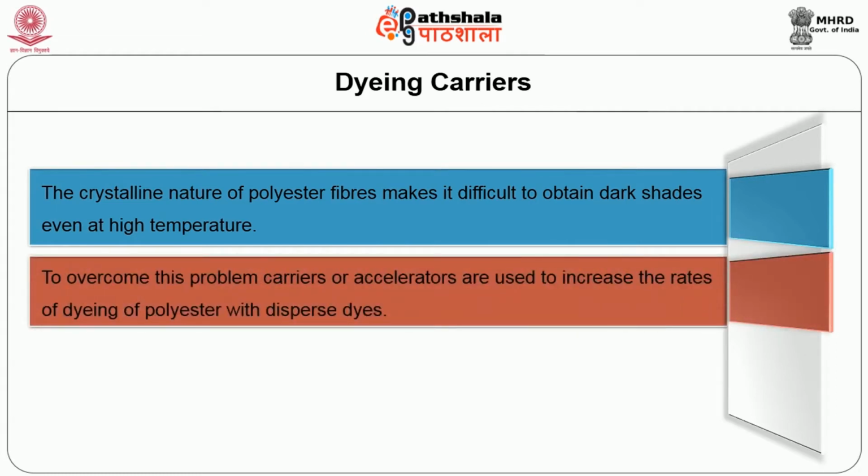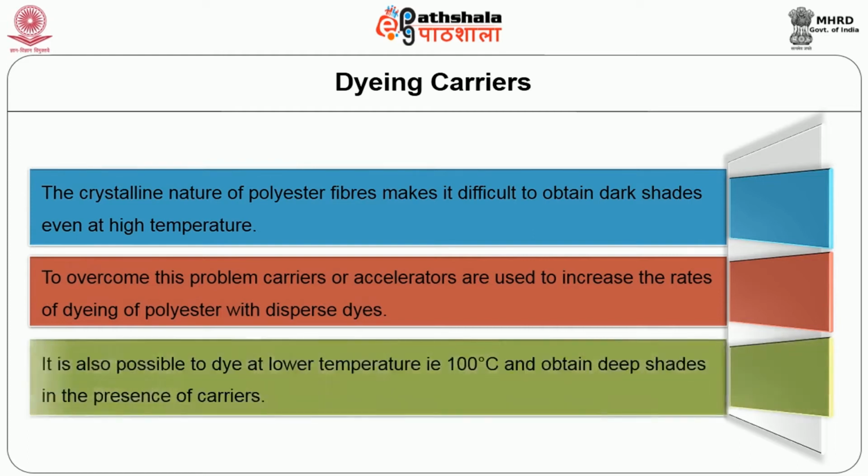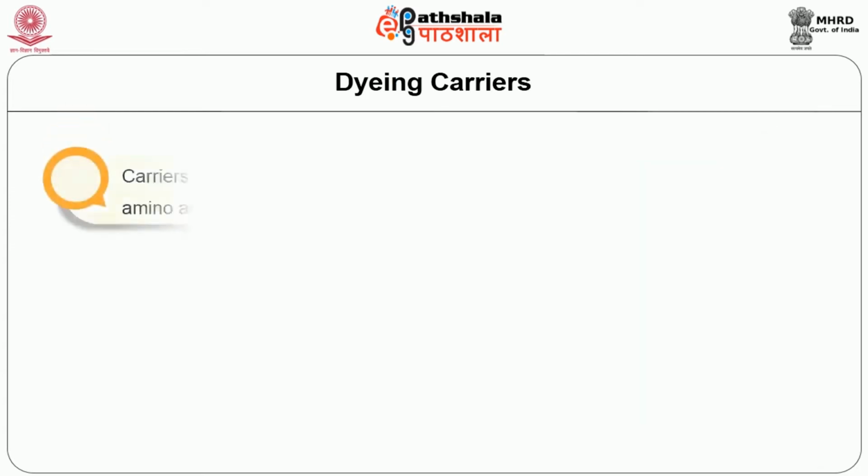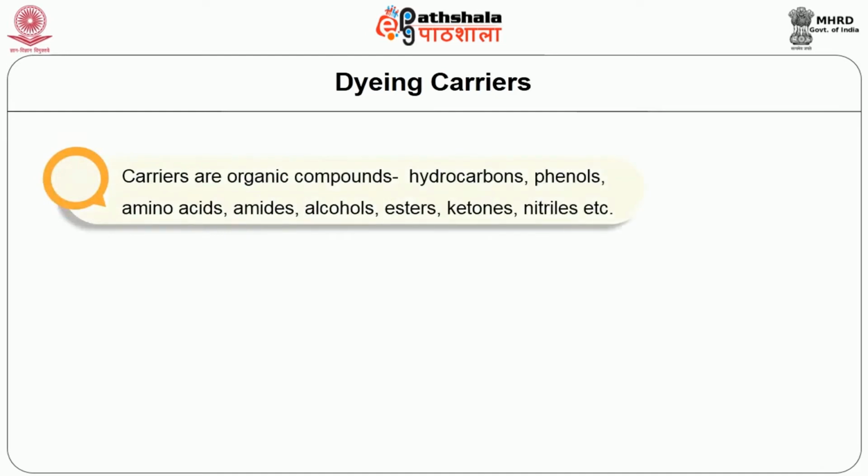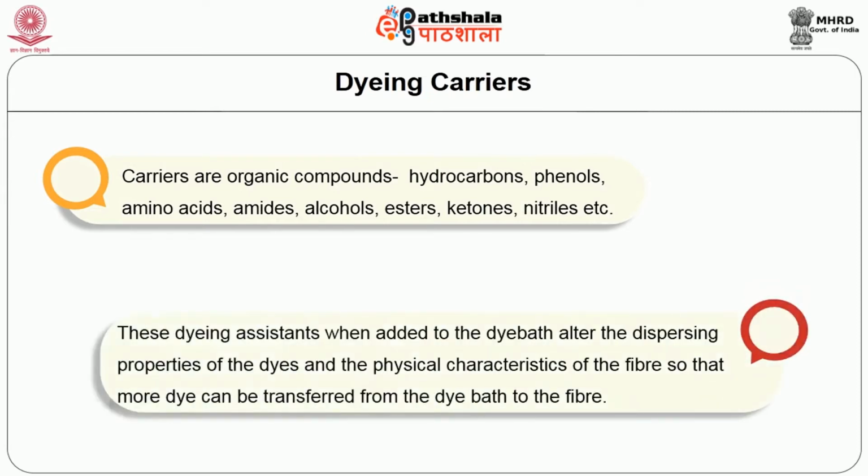To overcome this problem, carriers or accelerators are used to increase the rates of dyeing of polyester with disperse dyes. It is also possible to dye at lower temperatures, that is 100 degrees centigrade, and obtain deep shades in the presence of carriers. Carriers are organic compounds, that is hydrocarbons, phenols, amino acids, amides, alcohols, esters, ketones, nitriles, etc.